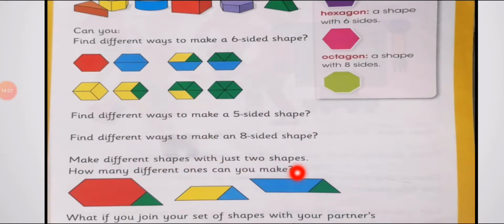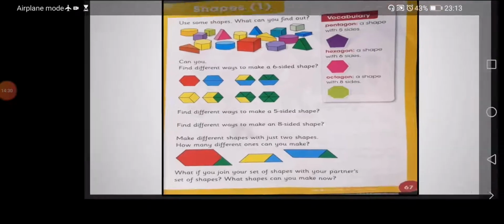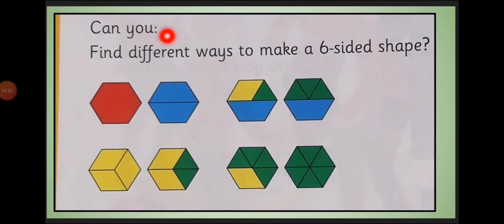Make different shapes with just 2 shapes. How many different ones can you make? It's an activity, but I will tell you how to do it, and you will practice these shapes at your home. Now, the first one. Can you find different ways to make a 6-sided shape? You can see this is a 6-sided shape. 1, 2, 3, 4, 5, 6.